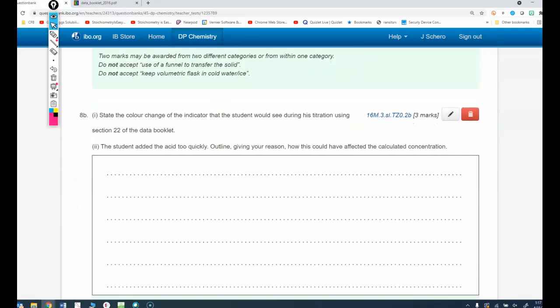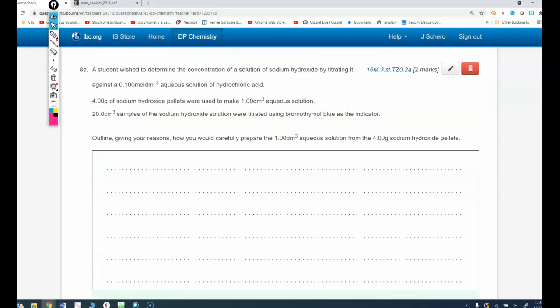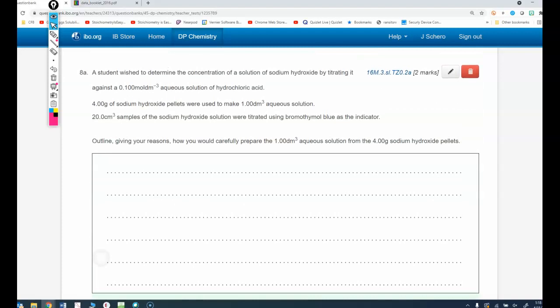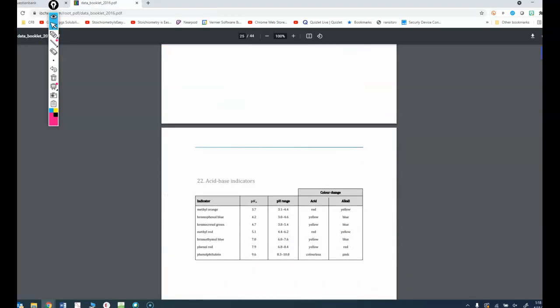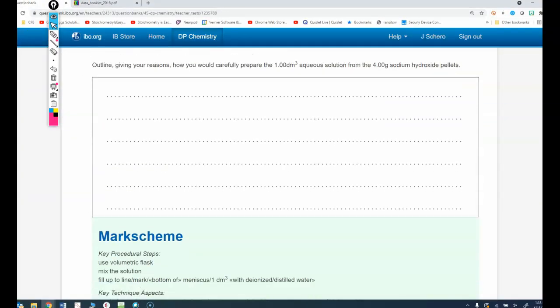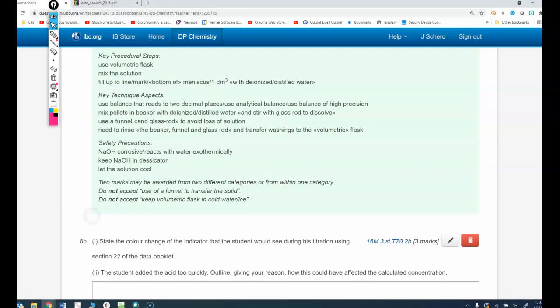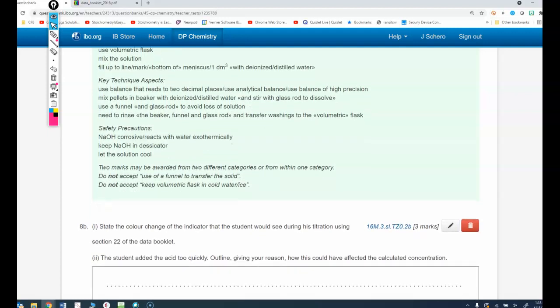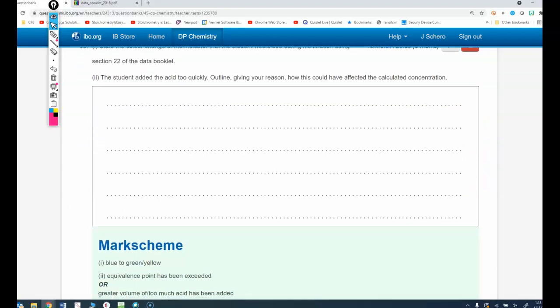Okay, state the color change of the indicator that the solution would see using this titration. All right, so it said bromophenol blue. Yeah, so let's go look at the indicator. Bromophenol blue would change from yellow to, let me make sure that we know, is it going to change from yellow to blue because we're in the acid, or the other way around, from blue to yellow? Let's see here. The student added the acid too quickly. Okay, so the acid is being added. So we're going to start with blue and it's going to change to yellow. State the color, blue, and then to yellow.